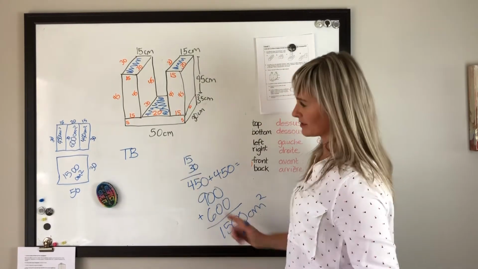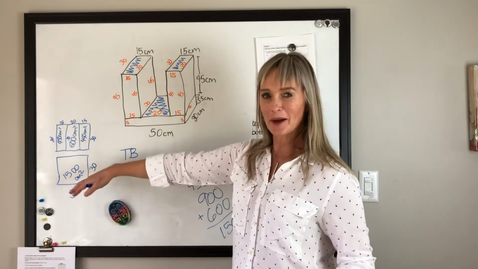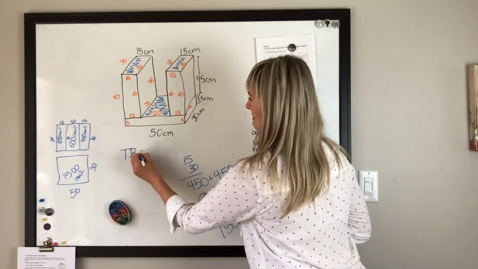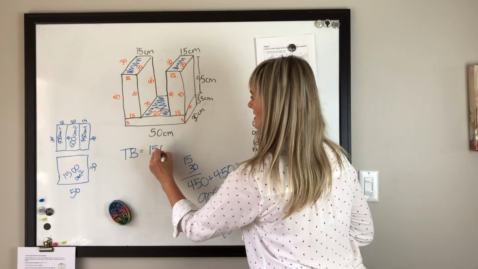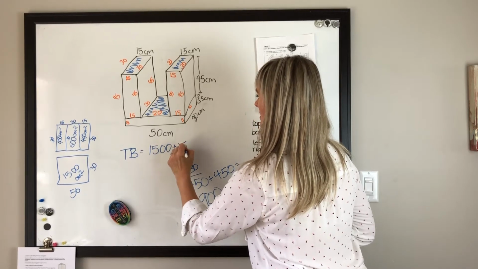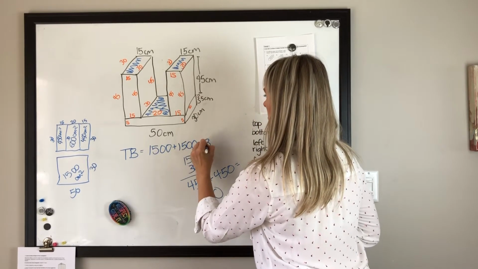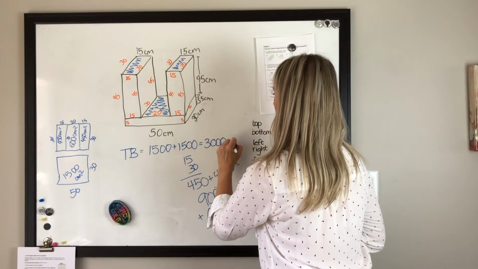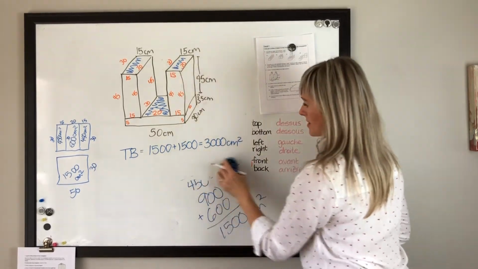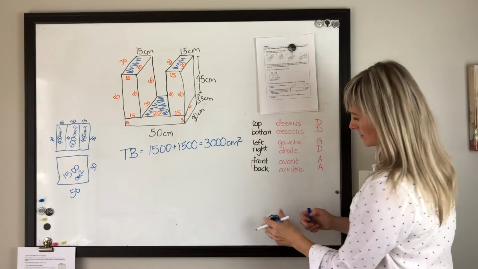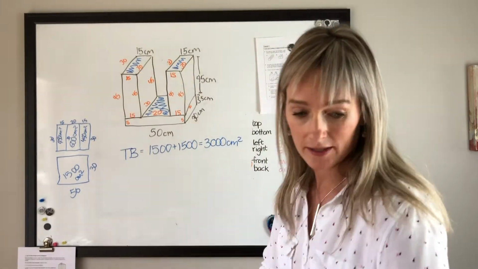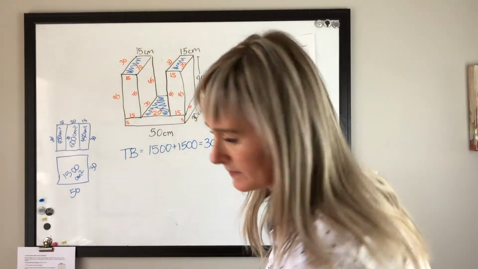So now we've just done a little mathematical proof. Yes, the top and the bottom are the same. So the top and the bottom each measure 1,500 centimeters squared. So together we have 3,000 centimeters squared with the top and the bottom. And you can pause the video at any point to try these on your own. I encourage you to try them on your own.